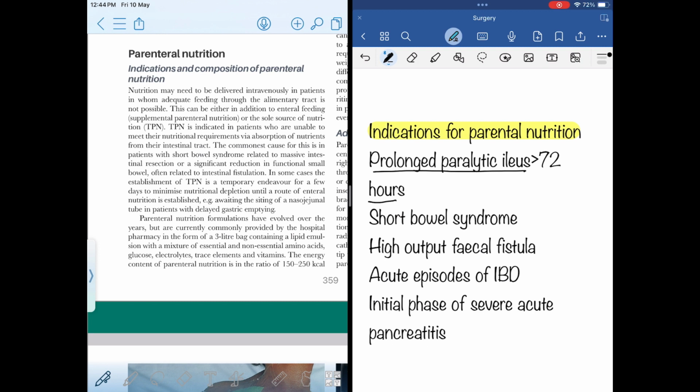Then we have short bowel syndrome. So these patients are unable to absorb the nutrients from the intestinal tract. So it can be related to a massive intestinal resection or a significant reduction in functional small bowel. Then we have high output fecal fistula. Then we give parenteral nutrition in acute episodes of IBD. We also give parenteral nutrition in the initial phase, not the initial phase, of severe acute pancreatitis.